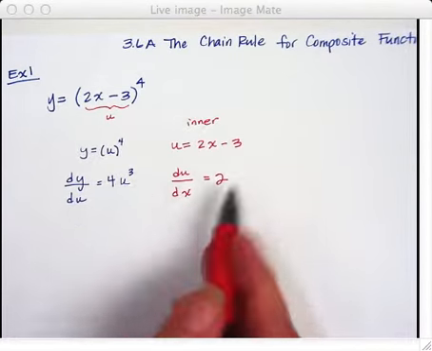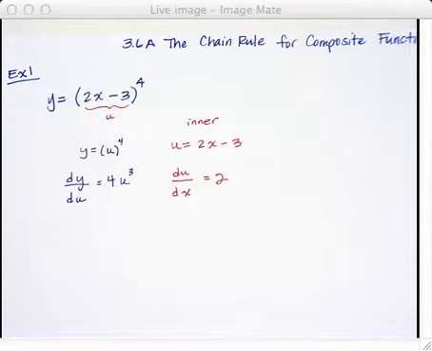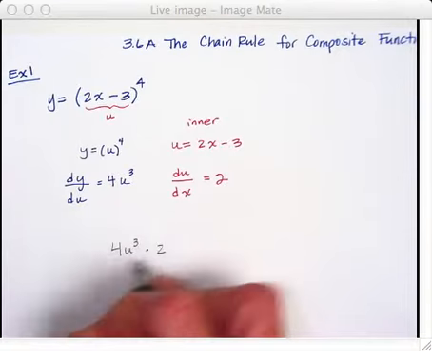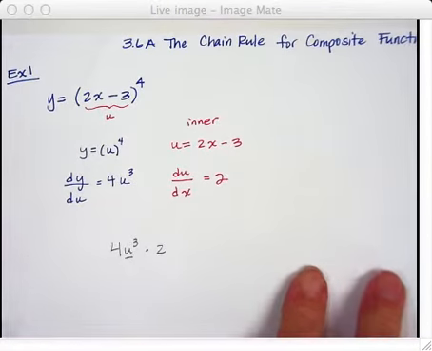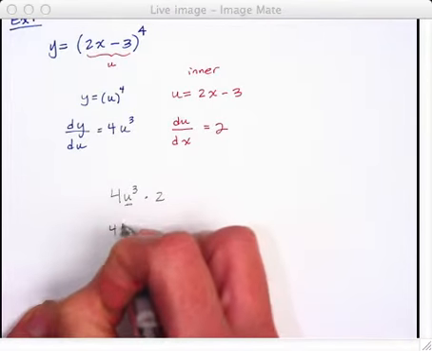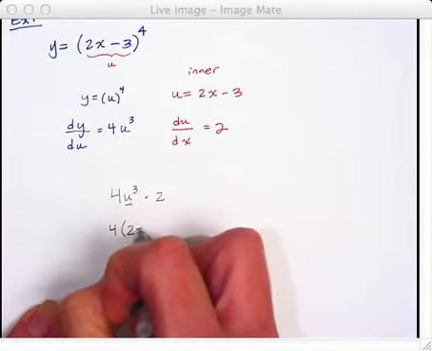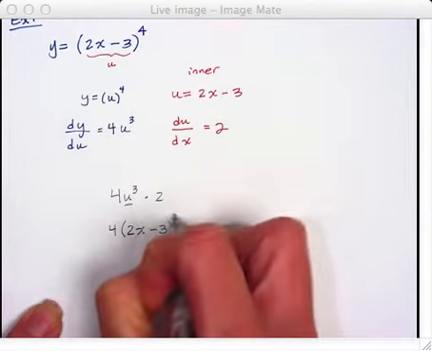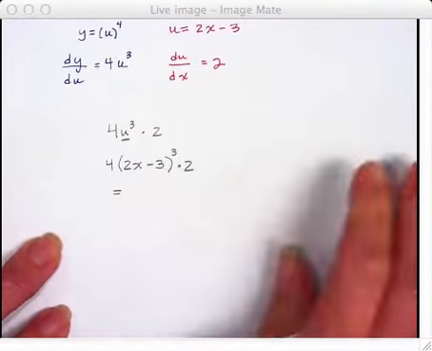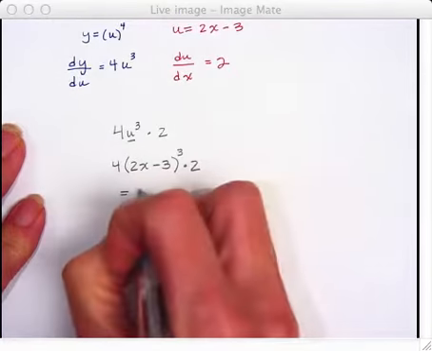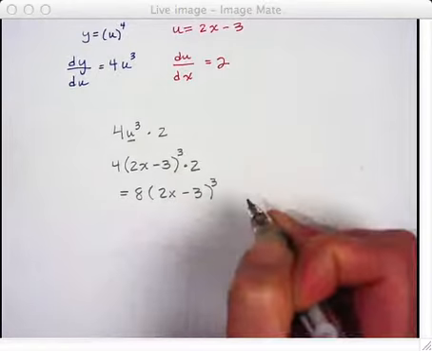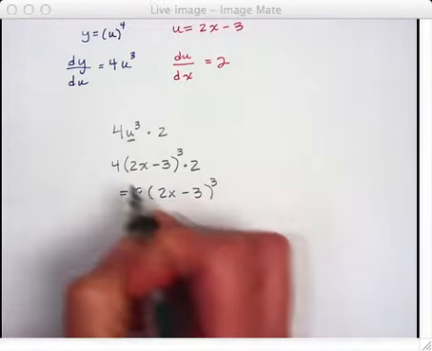All right, so what I want to do is, if I multiply these together, I get 4u cubed times 2, but I know what the value of u is. I'm just going to substitute it back in. So that's going to be 4 times (2x minus 3) to the 3rd times 2, or 8 times (2x minus 3) cubed. And that's my dy/dx.